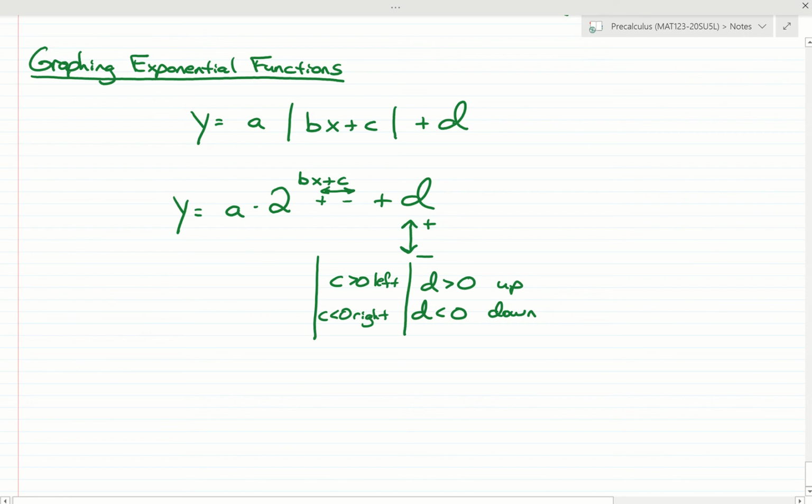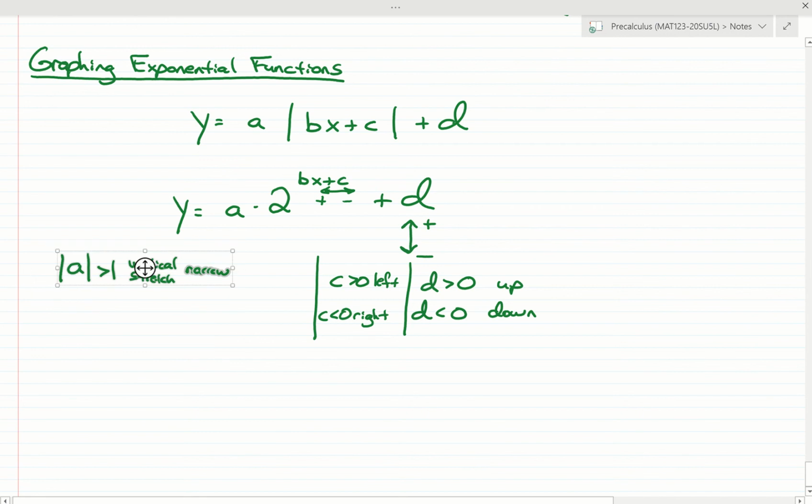And then we have A and B. And A and B were a little bit tricky. I'll start with A. If A, ignore whether it's positive or negative, but if the absolute value of A is bigger than 1, this is a vertical stretch, which looks like the graph gets narrow. This is similar to if B was also bigger than 1.